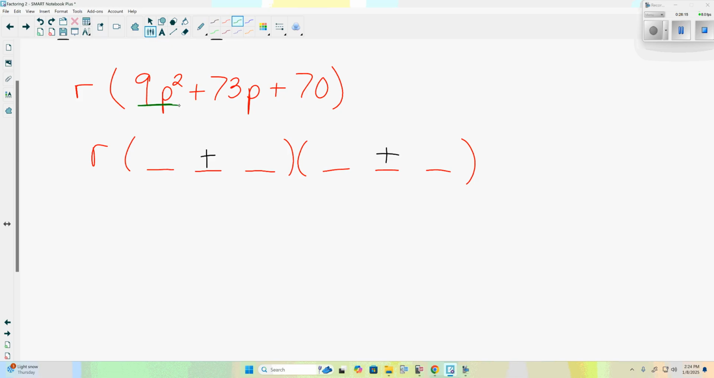Factors of the first and third term. So our first term is 9p squared. So we will have p and p. Factors of 9. 1 and 9, or 3 and 3. Which one do we want to try first? 3 and 3.